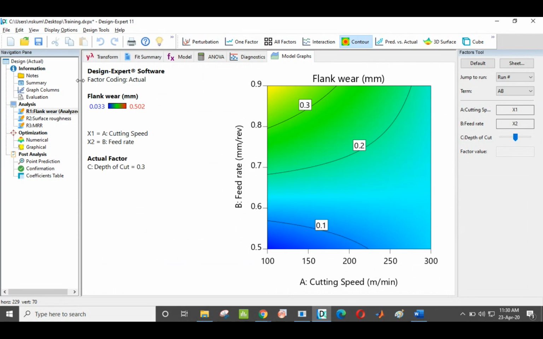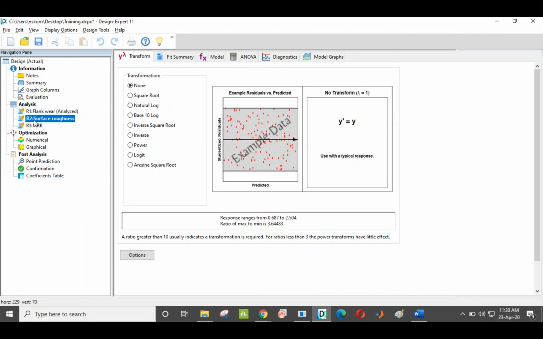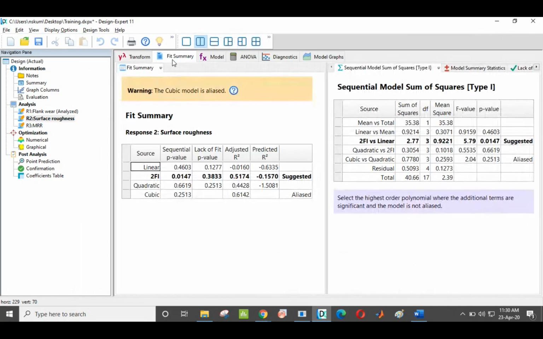So here on the right side, we can see there are three outputs, of which I have analyzed the flank wear. In braces, you can see it is analyzed. The next output is surface roughness. So transformation none, then fit summary. Here you can see now the linear has been changed to 2FI. So the system itself is suggesting that 2FI will produce very good results.